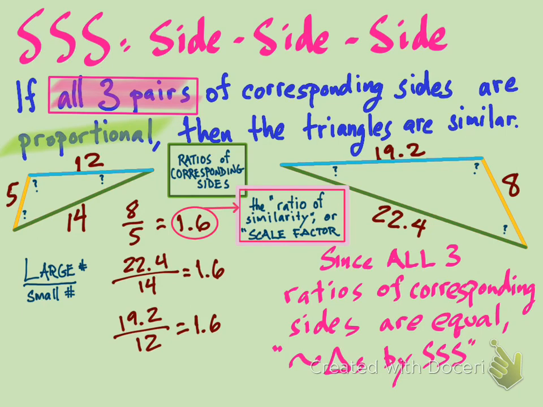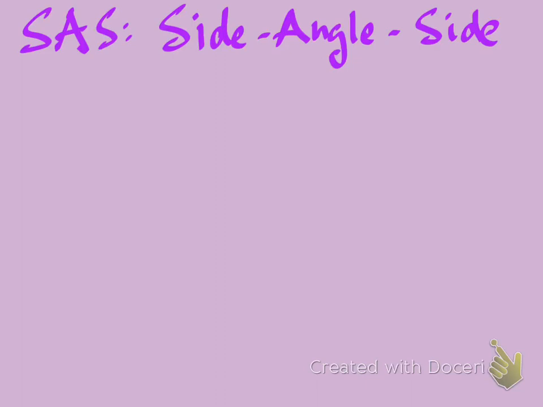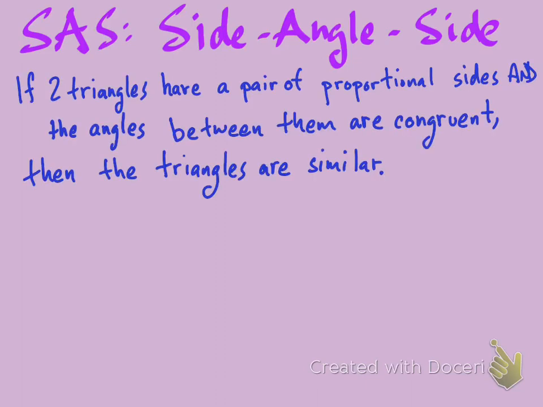All right, let's look at the 3rd similarity shortcut called side angle side, and that says this, that if two triangles have a pair of proportional sides and the angles between them are congruent, then the triangles are similar. Notice that the angle has to be in between the pair of proportional sides.